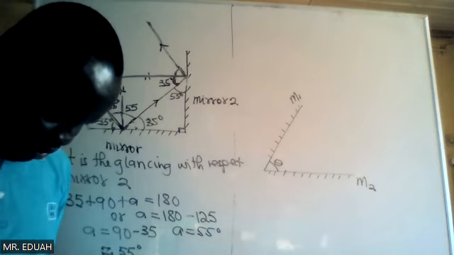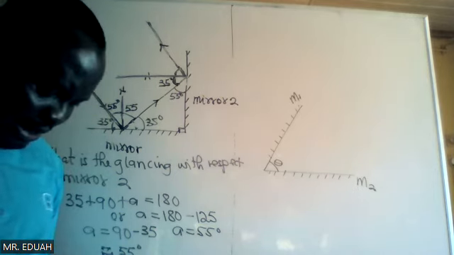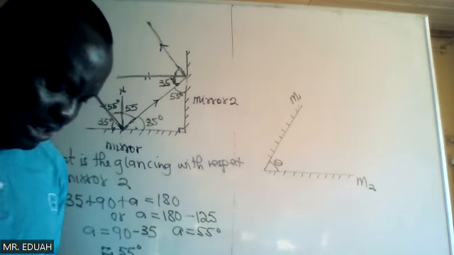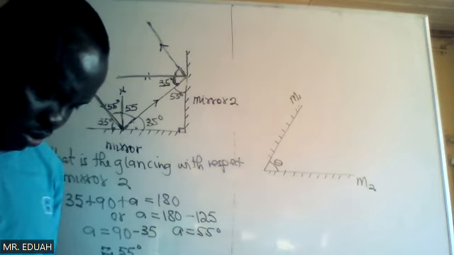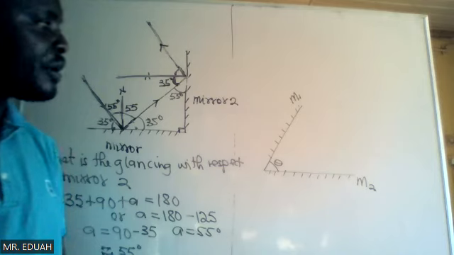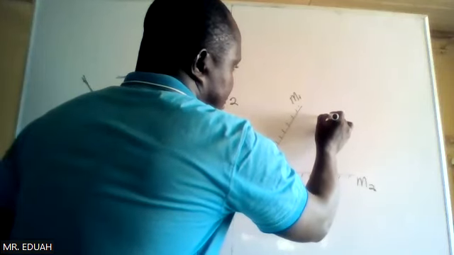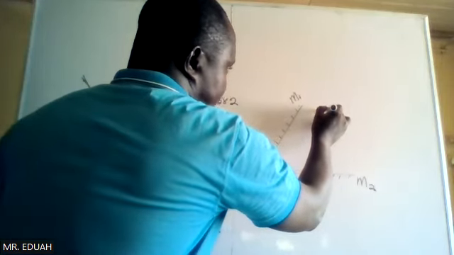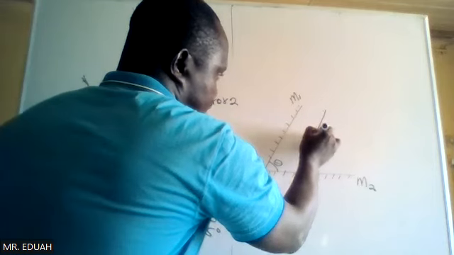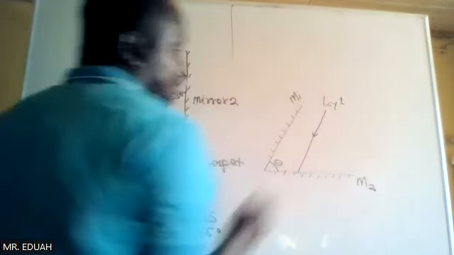Now, a ray of light 1, which is parallel to M1. So we have a ray of light 1, which is parallel to M1. So ray 1 is just parallel to M1.